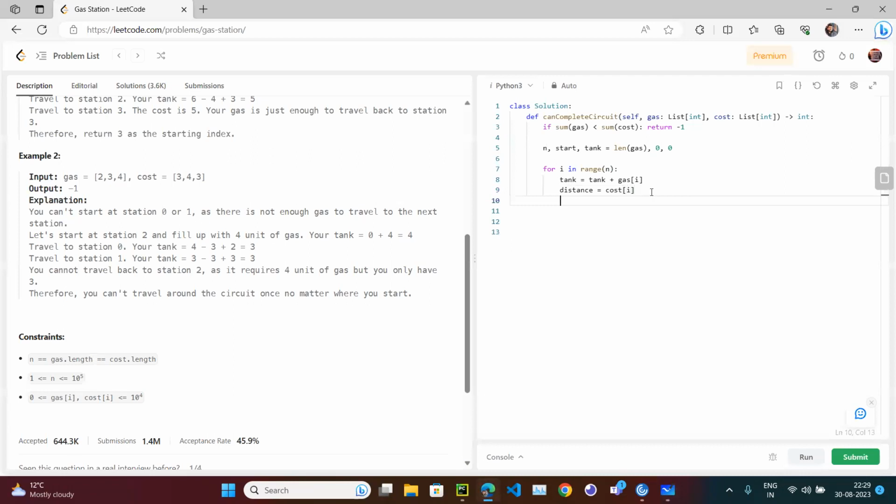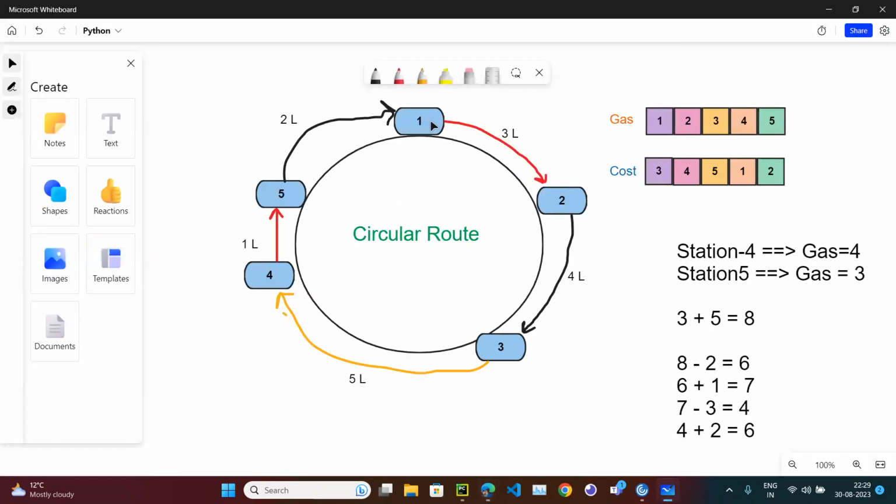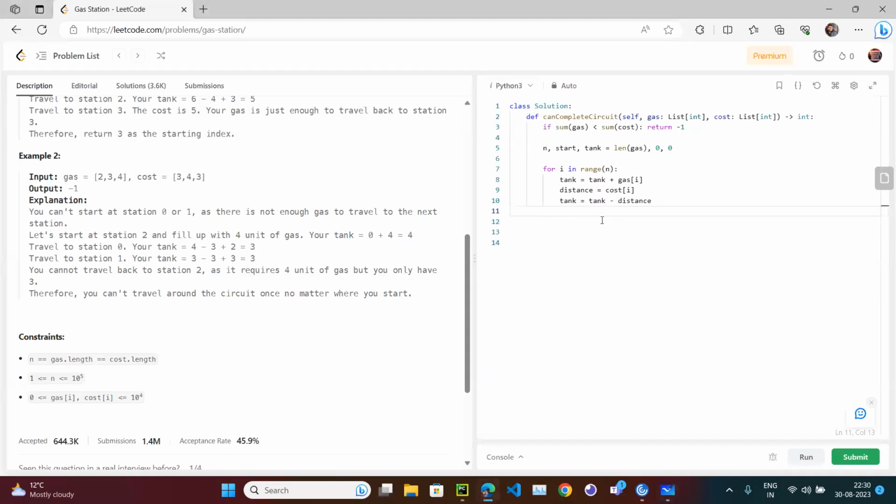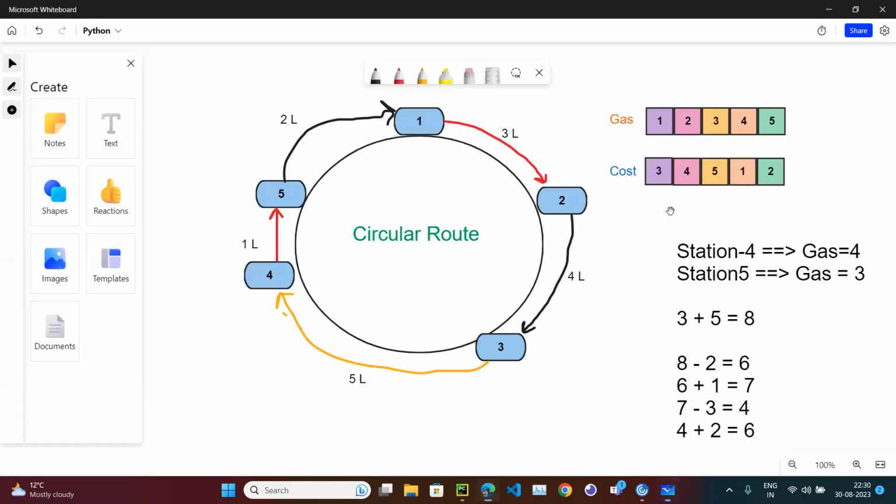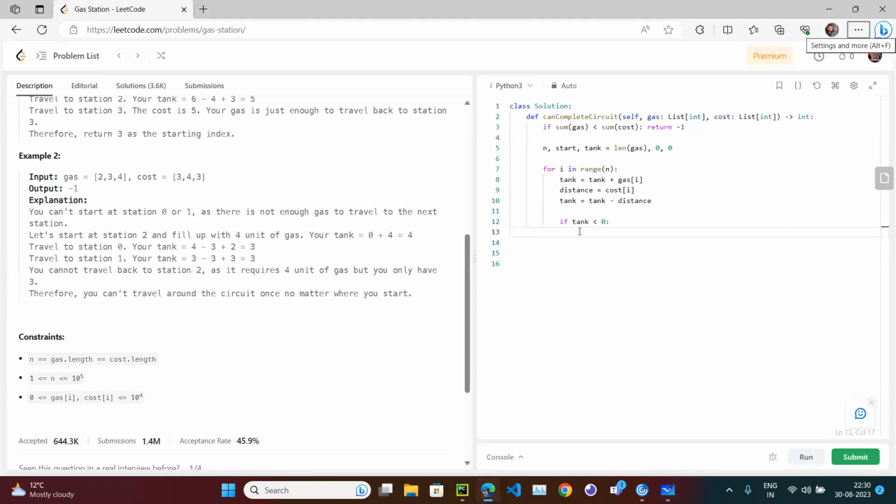Let's find the difference. If I travel, how much gas am I going to spend? The tank minus distance. Here we have 1 liter of gas. If I travel, 1 minus 3 is equal to -2. So if tank is less than 0, it means it is negative. If it is negative, it means this is not a starting point.